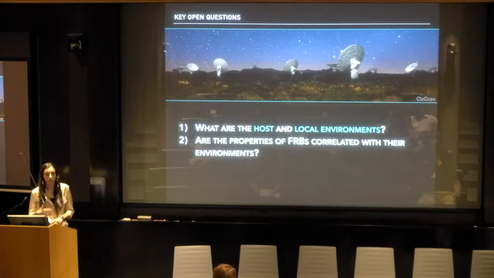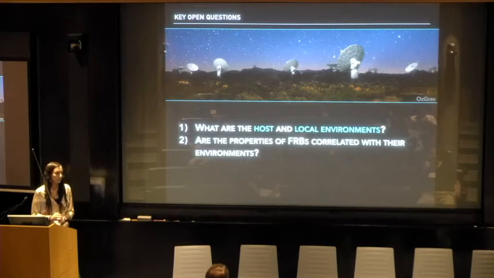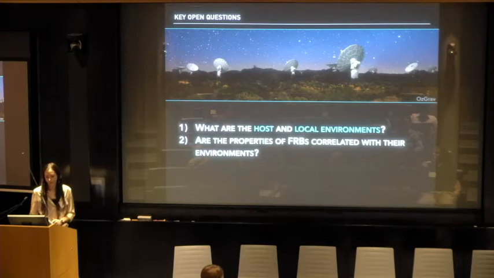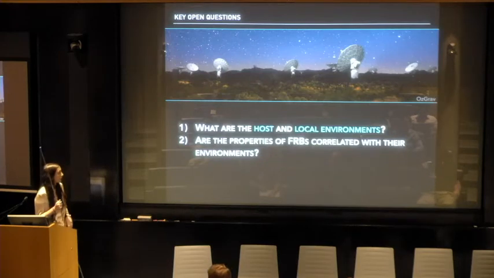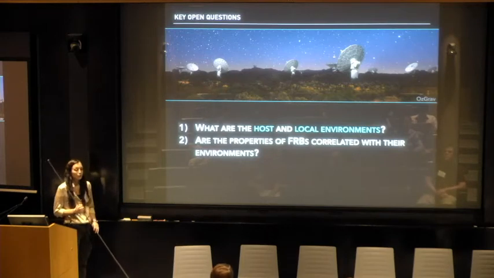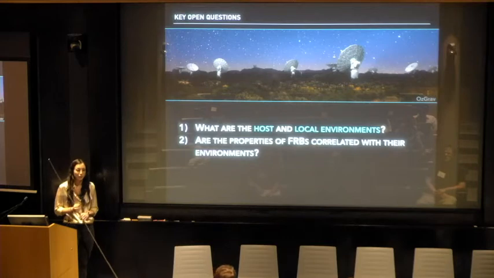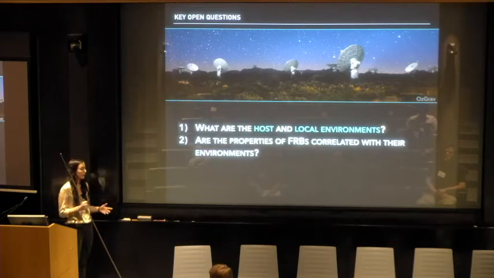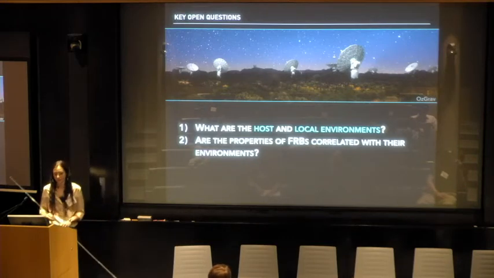Of course, the properties of the galaxies and how they're spatially distributed within these galaxies tells us about the environments that can produce these events. Similarly with FRBs, I think understanding their host and local environments, as well as whether or not the properties of the events themselves are in any way correlated with their environments, will really be key to making progress.